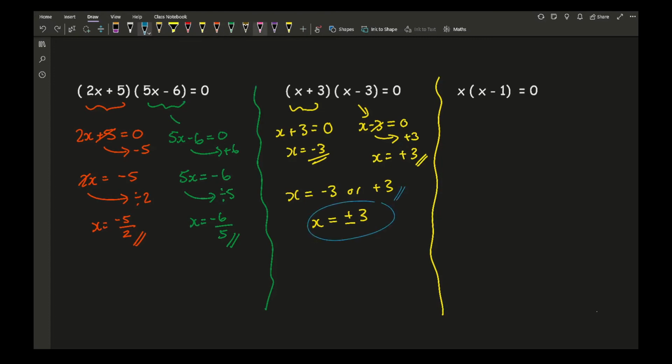So for the next one, you can see we don't have a double bracket, but again, we still need to make the two things equal to 0. So here, x equals 0, so that's just one answer. Or, and let's just get a different color, or this must equal 0, so I've got x minus 1 equals 0. So I take that over to the other side, so x equals 1, and there is my final answer.